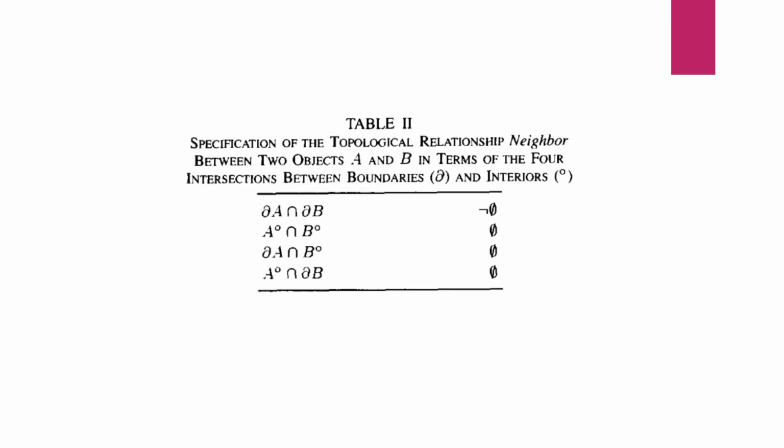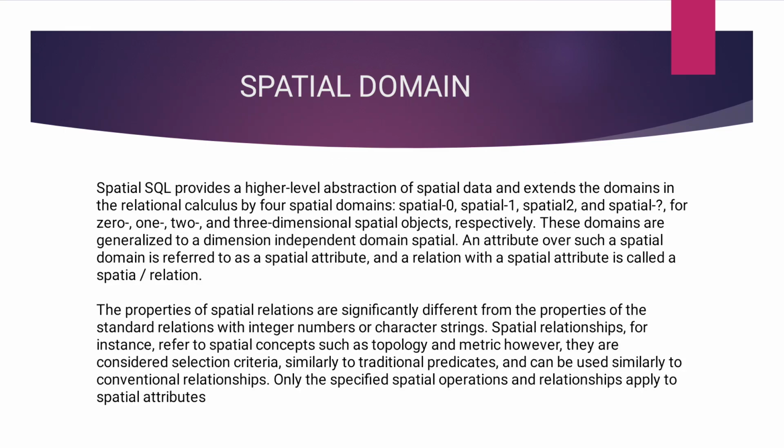Specification of the topological relationship neighbor between two objects A and B in terms of the 4 intersections between boundaries and interiors as displayed in the table. Spatial domain. Spatial domain provides a higher level abstraction of spatial data and extends the domain in the relational calculus by 4 spatial domains: spatial 0, spatial 1, spatial 2, and spatial 3, for 0, 1, 2, and 3-dimensional spatial objects respectively. These domains are generalized to a dimension-independent domain spatial.